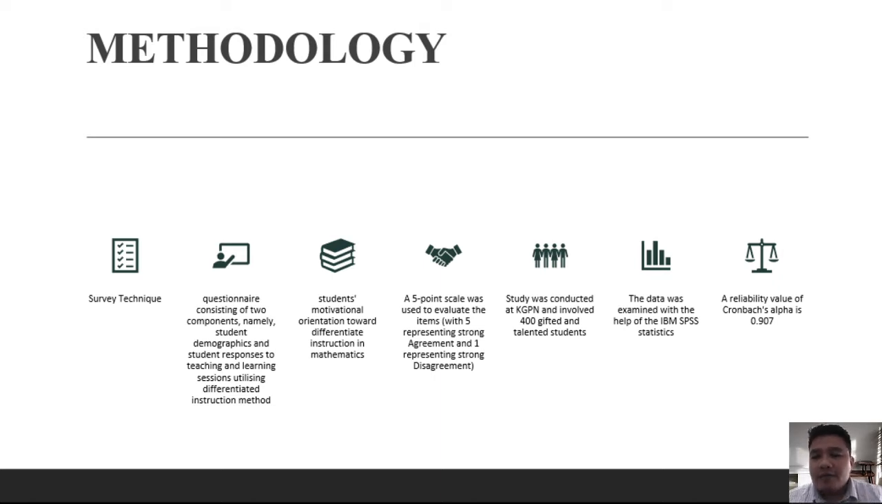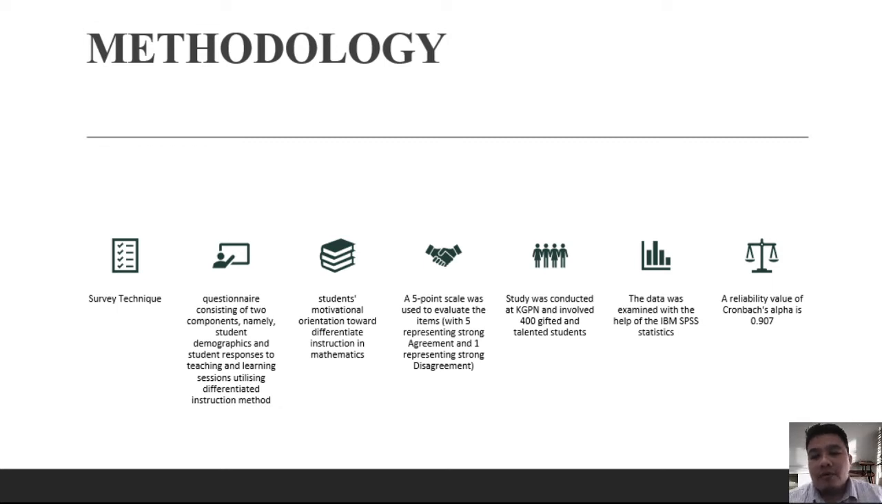The name of this questionnaire is Student Motivation Orientation Toward Differentiated Instruction in Mathematics. So there is a 5-point scale used to evaluate the items, with the number 5 representing strong agreement and number 1 representing strong disagreement. So I think it's a very basic research methodology.